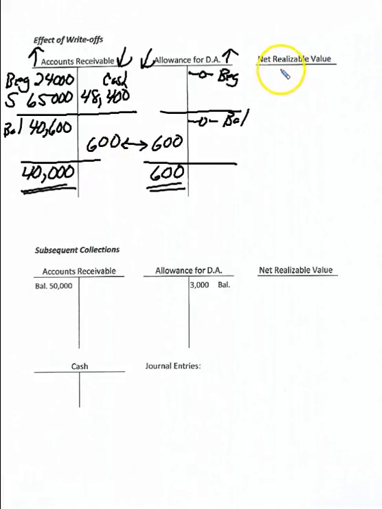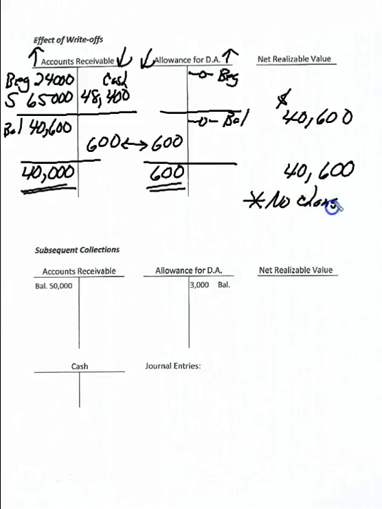Okay, let's talk about net realizable value. Before the write-off, the net realizable value, which is accounts receivable less the allowance, so $40,600 minus 0, gave us a net realizable value of $40,600. After the write-off, we have two debits, so now I'm going to add them together, and I have a balance of $40,600. So there is no change in net realizable value. If there's no change in net realizable value, there's no change in total assets.